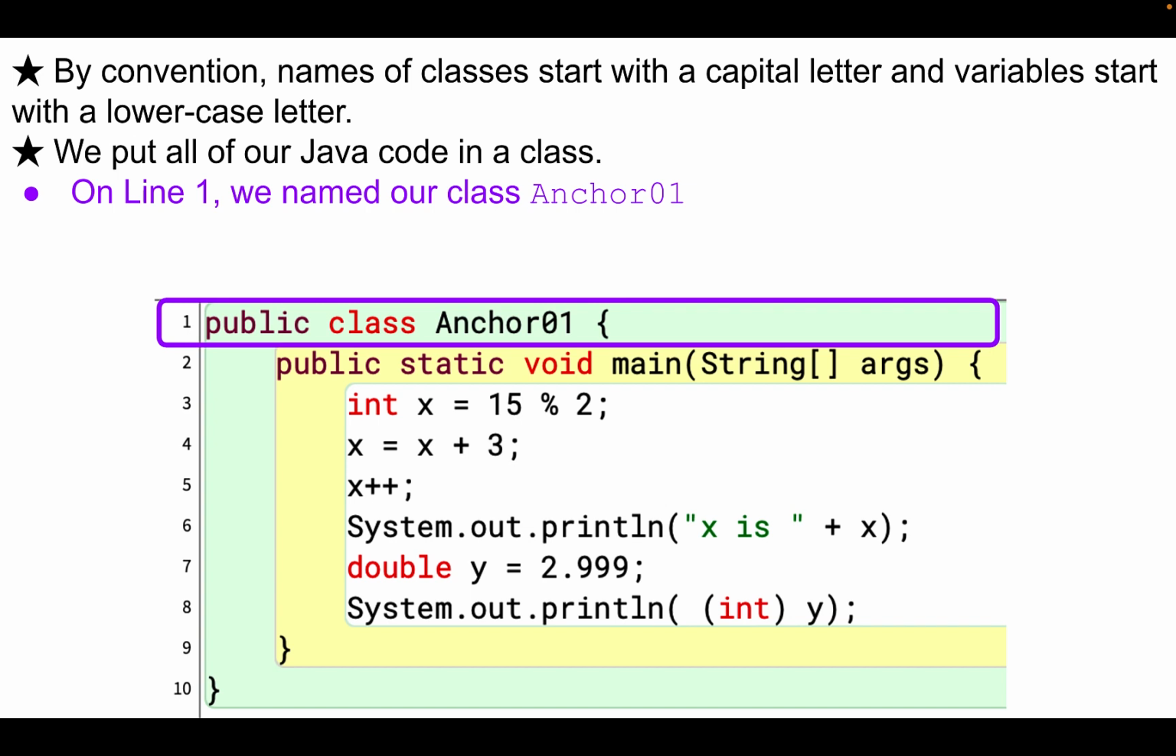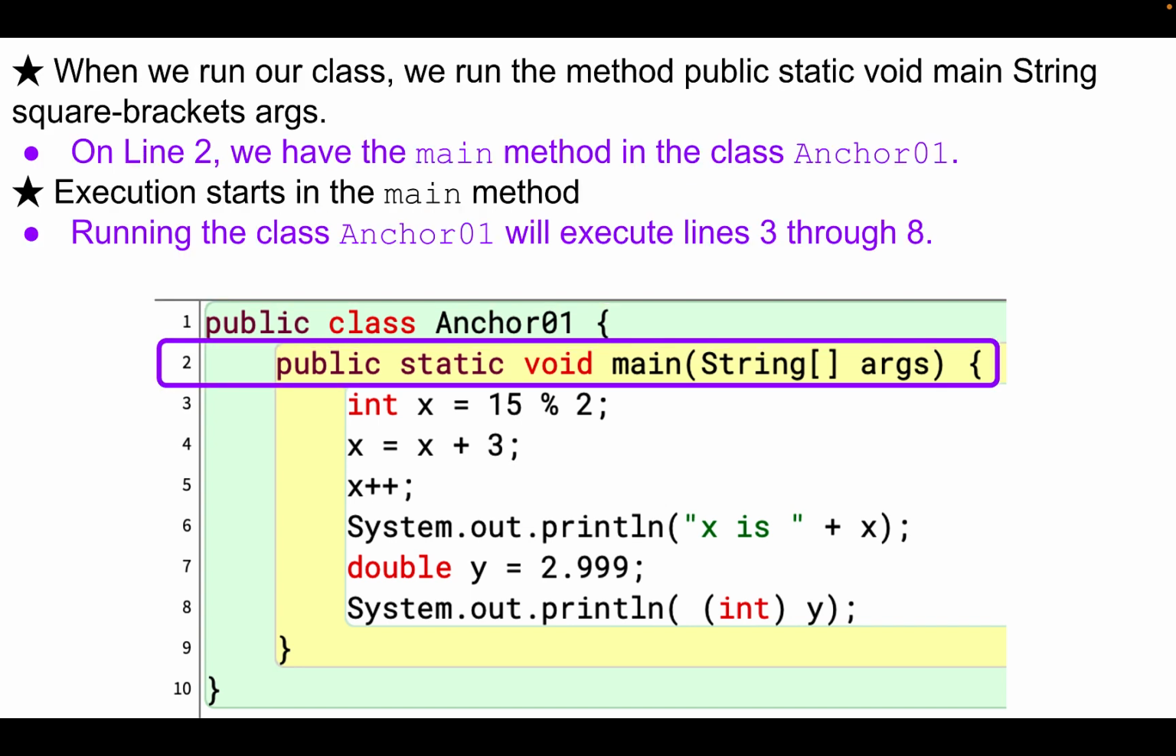Next, we put all of our Java code in a class. You can see for these black lines of text, those aren't specific to the example we're looking at, but the purple one is going to be specific to the one we're looking at. So it says on line 1, we named our class anchor01. When we run our class, we run the method public static void main(String[] args). And on line 2, we have the main method in the class anchor01. And execution starts in the main method. For this example, running the class anchor01 will execute lines 3 through 8.